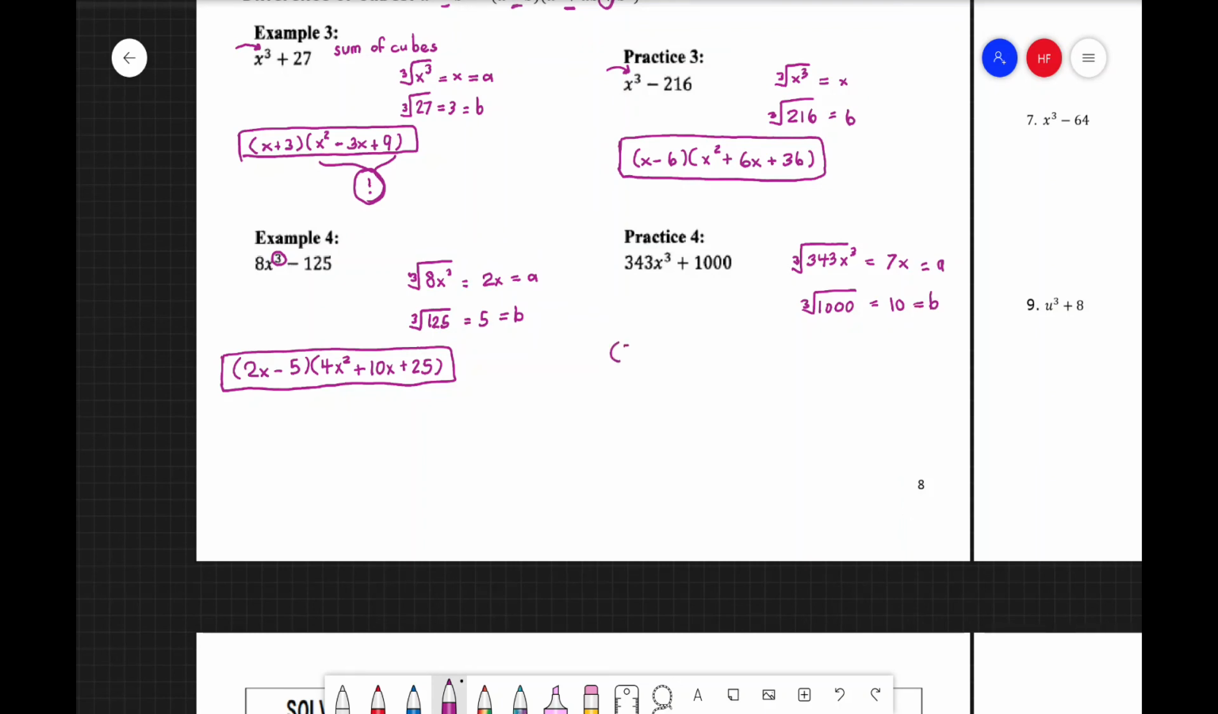So first term minus the second term, since they start with a plus. Oh, I'm so sorry. Same sign, then opposite. So we're going to square the first term, 49x squared. Opposite sign, that's where the minus goes. Squish them together, 7x times 10 is 70x. Square the last term, always a plus, plus 100.